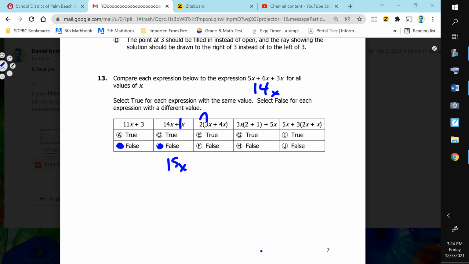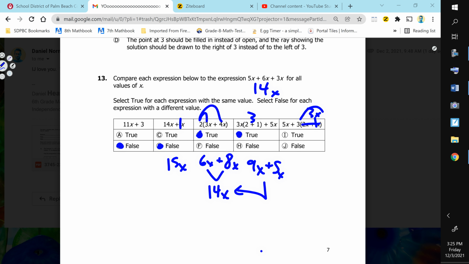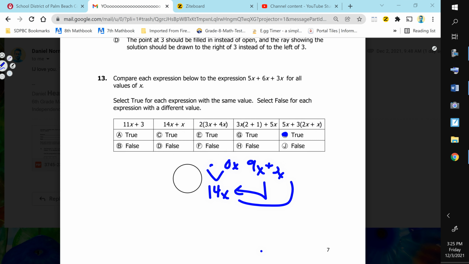Use distribute, you get 6x plus 2 times 4x is 8x. That combines to give you 14x. That is equal, that's true. 2 plus 1 is 3 times 3x is 9x plus 5x adds up to be 14x. That's true. 2x plus 1x is 3x times 3 is 9x plus 5x is 14x. That's also true. So false, false, true, true, and true are the answers.